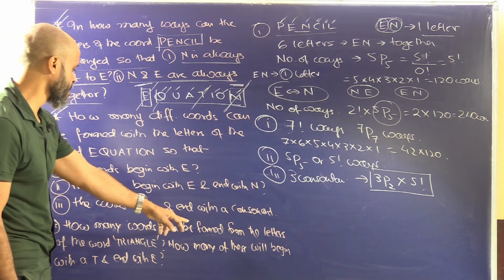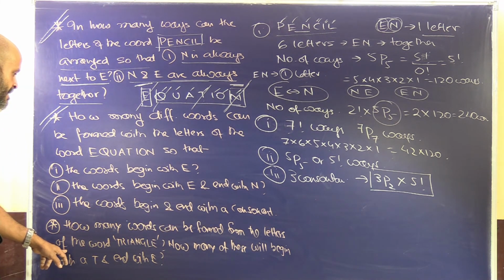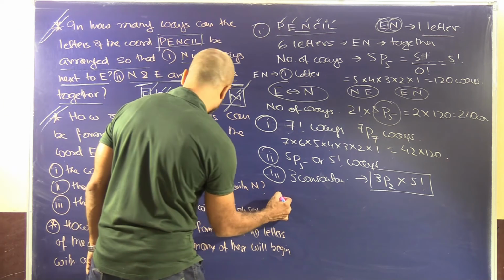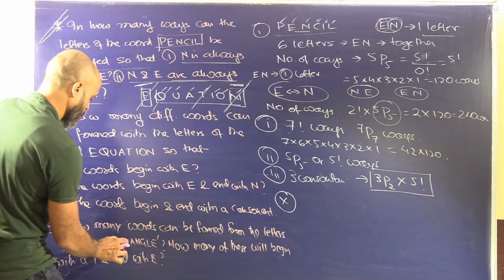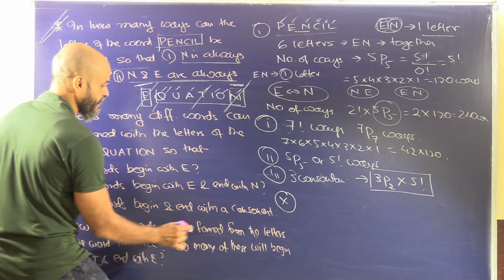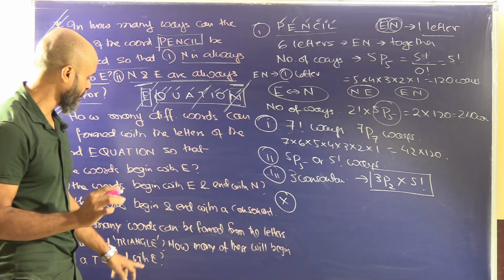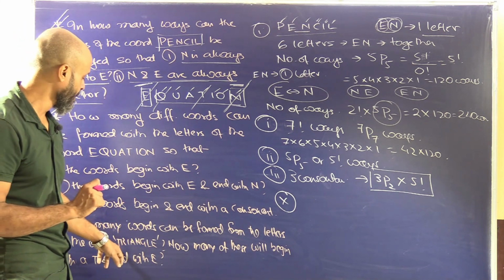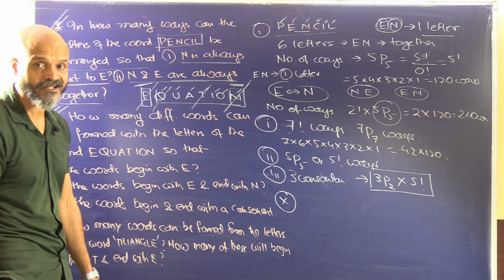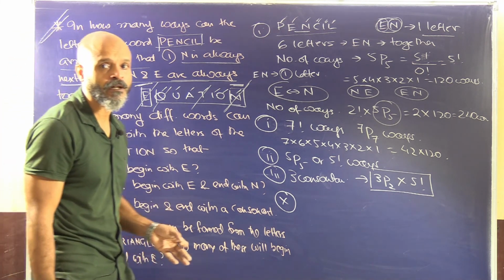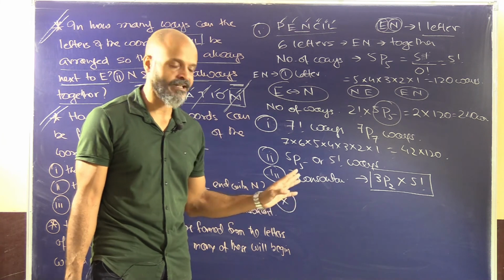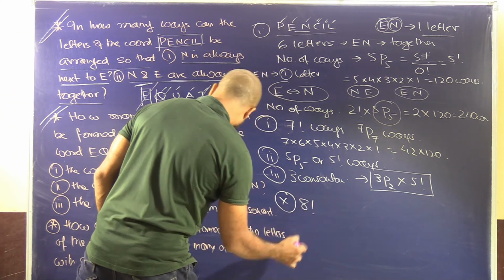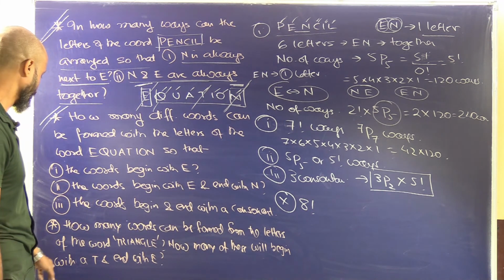How many words can be formed from the letters of the word TRIANGLE? Obviously we have here 1, 2, 3, 4, 5, 6, 7, 8. Remember, if there are letters or alphabets which are repeated, we will have to take it in a different way. Here there is no repetition, all letters are distinct. So the condition of permutation is that all are distinct. Now here we have factorial 8 ways. So the first answer will be factorial 8 ways.